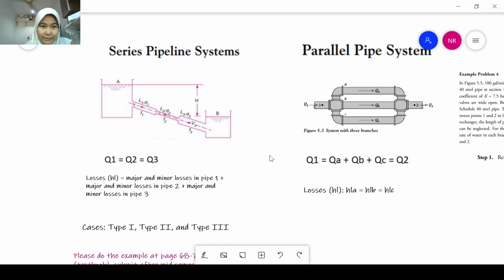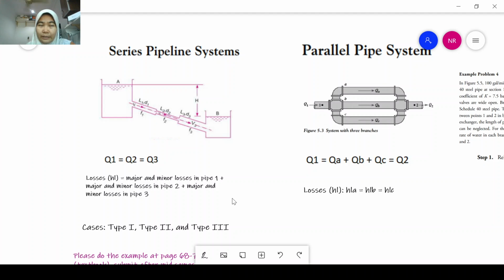Okay, first look at this series pipeline system. As you know, we have Q here. These are points 1, 2, and 3. Q1 is equal to Q2 and also equal to Q3. Another major thing in this kind of system is the losses. So the losses for this case are equal to the major and minor losses in pipe 1, plus the major and minor losses in pipe 2, and also plus the major and minor losses in pipe 3.